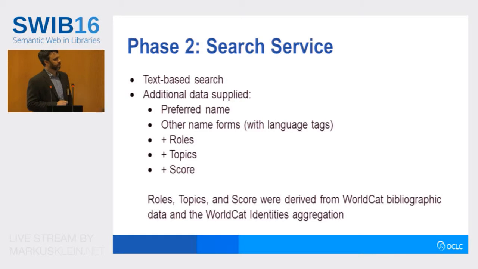The score then is more complicated. This was provided in the response to a search. So if you entered a name into the service and got 10 results back, one option was to rank those by a score, and I'll show an example of that in a minute. Basically, imagine a sort of PageRank type of thing: how interconnected is that person within WorldCat? We found that to be especially useful for some of the partial matches that we offered via the service, some of the fuzzy matching.